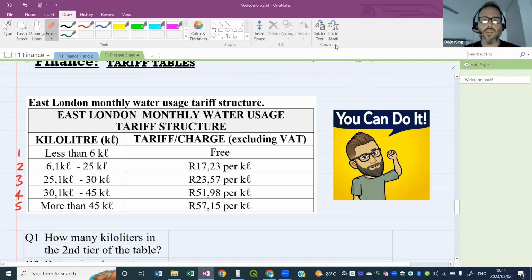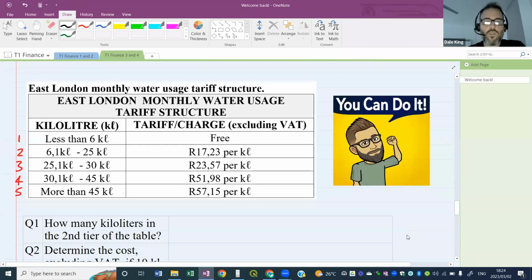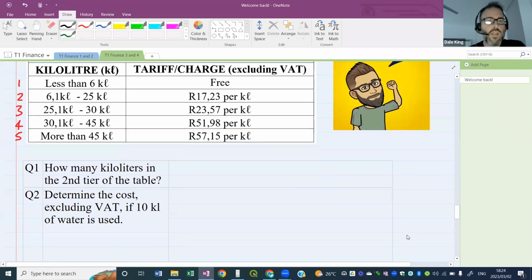Let's have a look and see. Here's the first question. I'm going to do the first one, and then I'm going to give you a chance to do yours. So the first question is, first of all, how many kiloliters in the second tier of the table? Now, be careful. I don't want you to think of decimals now. So when it says 6.1, don't try and get the first decimal place here. Generally speaking, how many kiloliters are in the second tier of the table? Roughly, don't worry about 0.1 or 0.9 or anything like that.